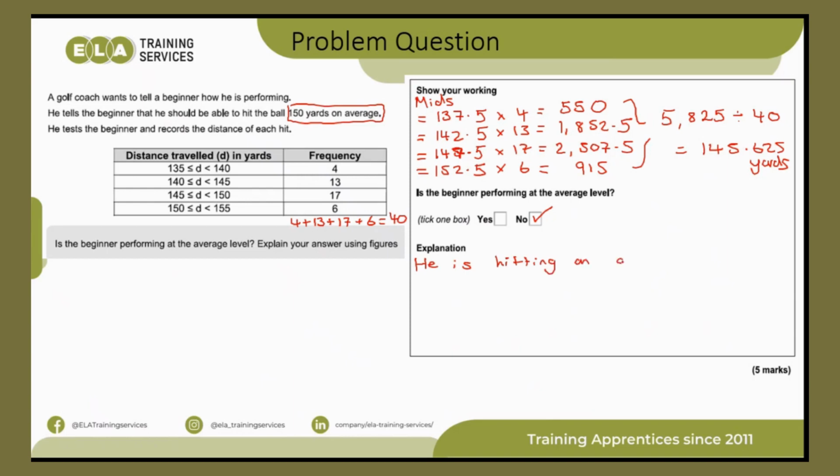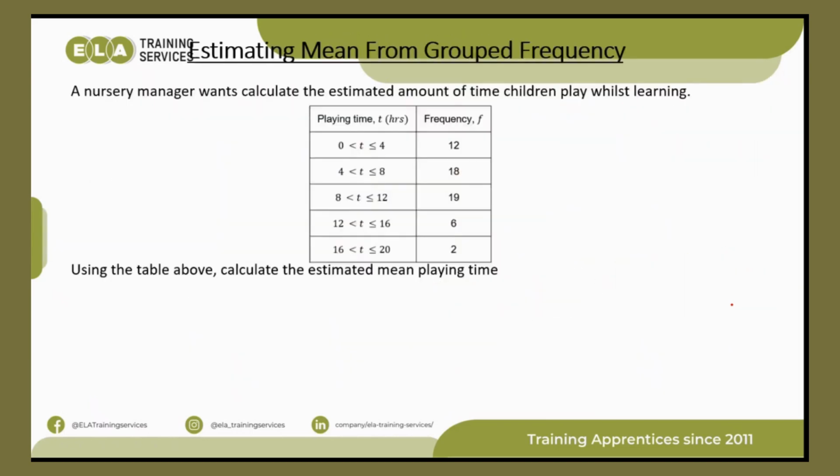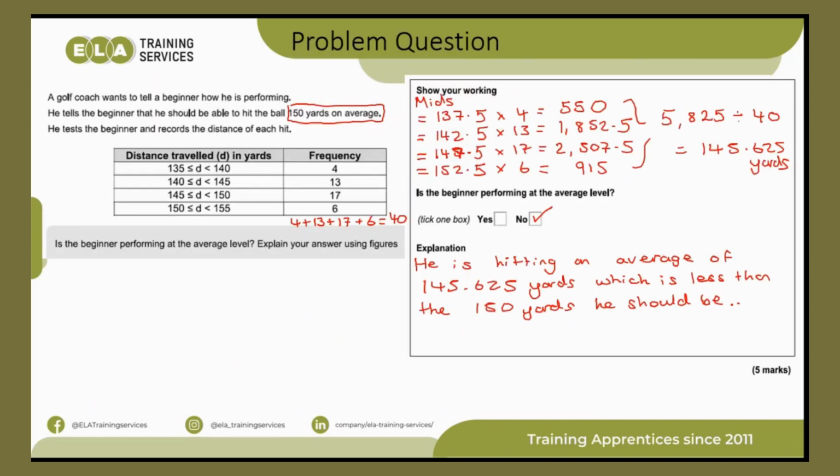an average of 145.625 yards, which is less than the 150 yards he should be doing. And that is our 5-mark question. Okay, another example that we can do, which we don't need to because it's not on there, which is okay.